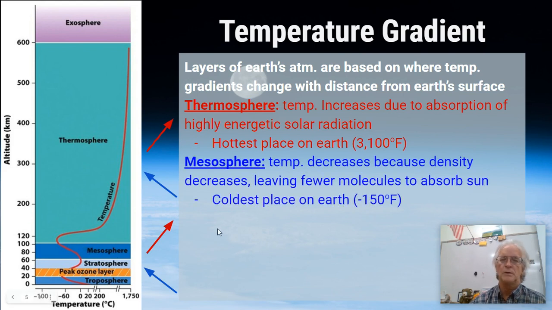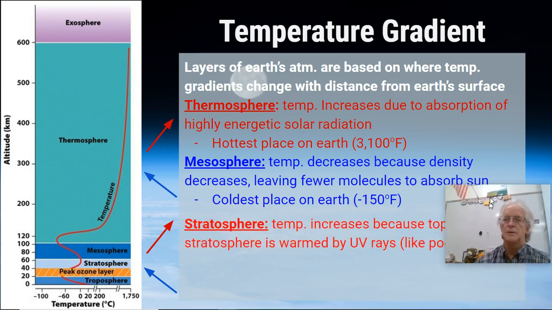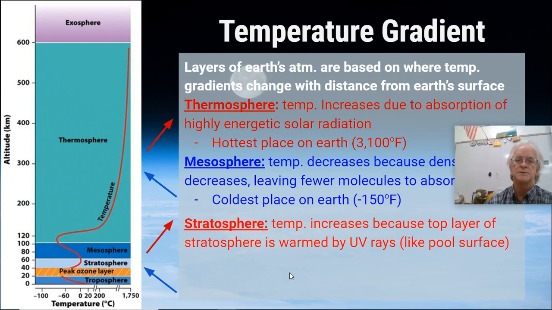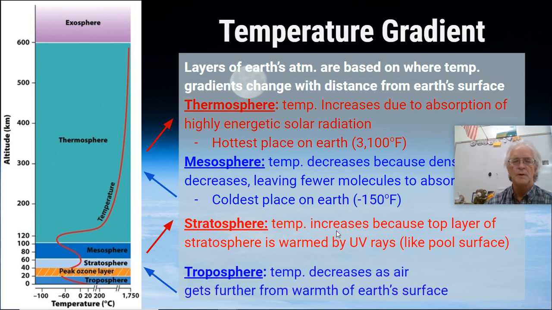In the mesosphere, right here, temperature decreases because density decreases, leaving fewer molecules to absorb the sun. It's the coldest place on Earth. In the stratosphere, temperature increases because the top layers are warmed by UV radiation. As the UV radiation comes in, it's absorbed and re-emitted at lower frequencies, and that energy is lost as heat. In the troposphere, temperature decreases as air gets further from the warmth of the Earth's surface. As you go up here, the temperature gets less the higher you get.